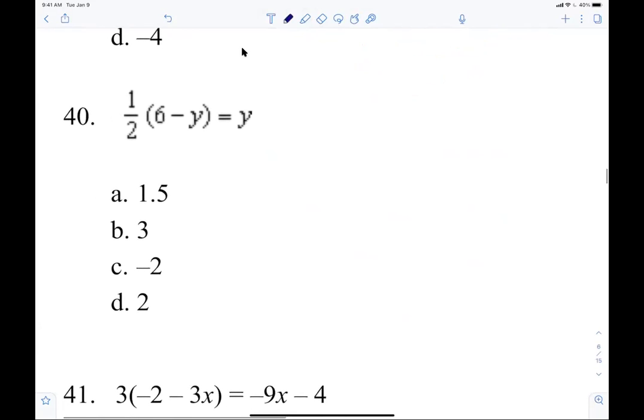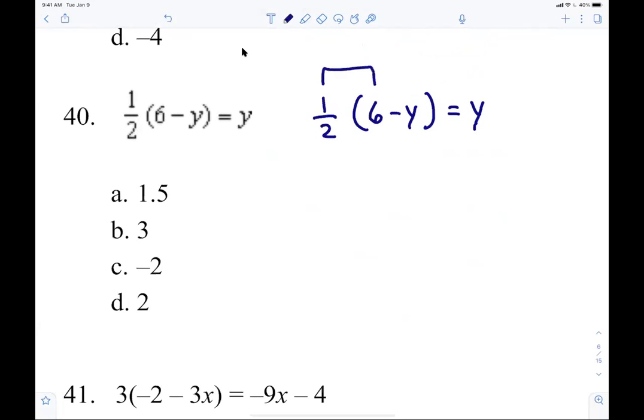All right, now 40, we have 2 options here. Now on this one, I tried to show you we can distribute the 1/2, or I can actually do what? Does anybody remember? Let's just go ahead and distribute the 1/2. All right, everybody distribute the 1/2. So what's 1/2 of 6? 3. Then you have to do 1/2 times y, which is 1/2 y.